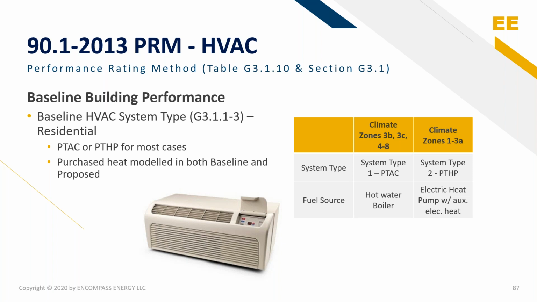And then the last one is residential. So again, there's usually a lot of questions about this and what will be the residential type. In 2013, I think it's fairly straightforward. For a residential building, you either have a PTAC, so a DX cooling system with hot water in the more moderate and colder climates, and in hotter climates, you end up with a heat pump with auxiliary electric heating. So if you have purchased heat, which I guess is the one variation, you would model purchased heat in both the proposed and baseline.